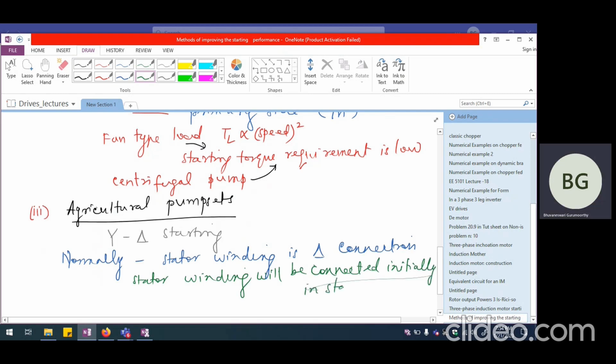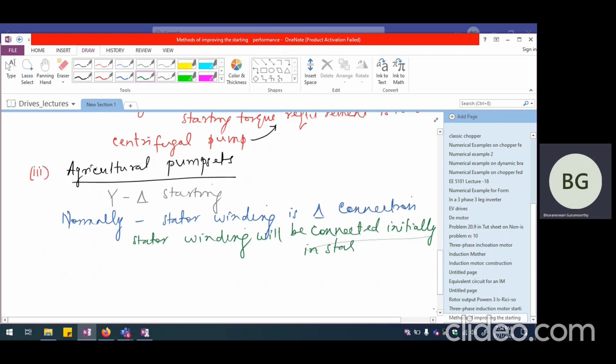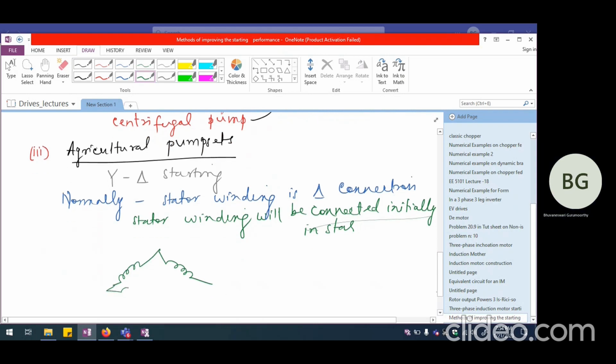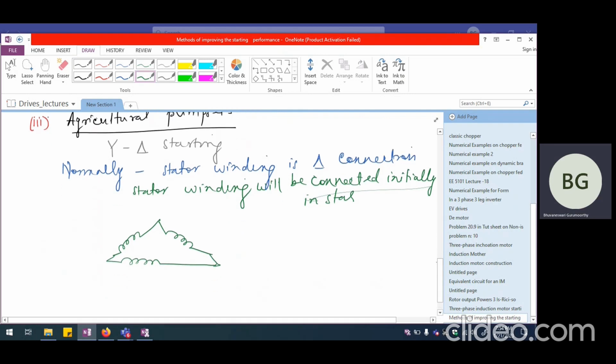So what will happen is it is somewhat like this. Let us say I have a delta connected stator winding. So this is the delta connected stator winding. And when I apply the three-phase voltage, I'm going to connect this directly to the three-phase power supply. And let us say I am applying line-to-line voltage, which is corresponding to V. So V line-to-line voltage is being applied here.